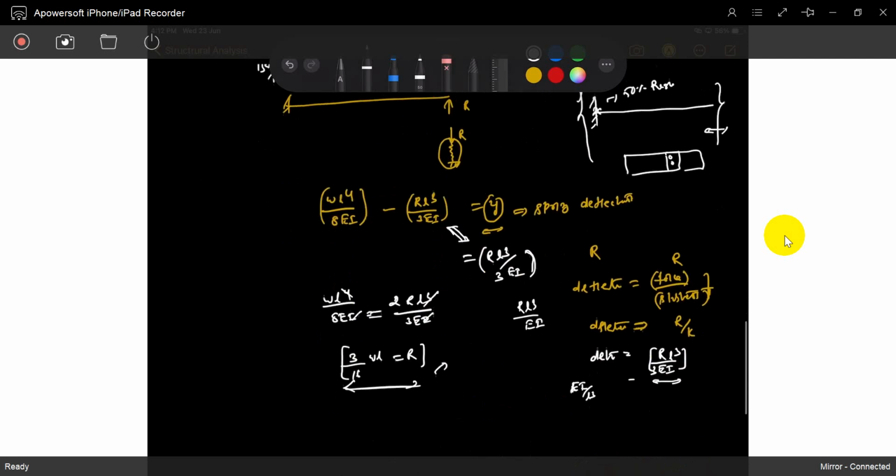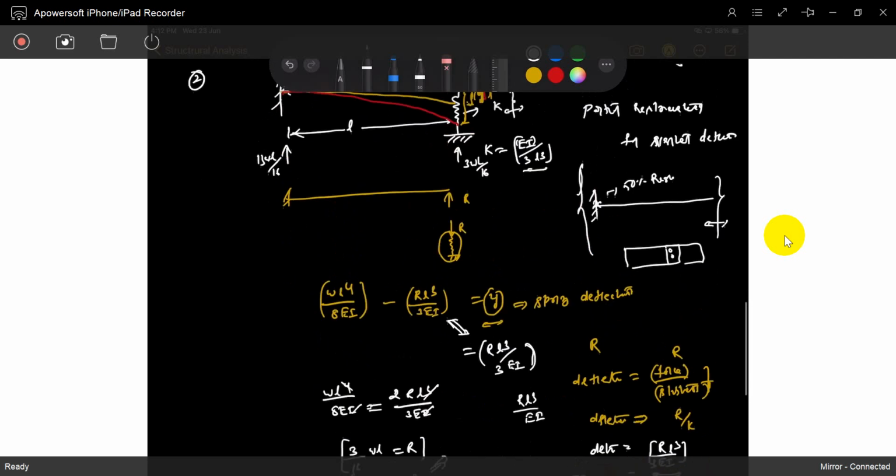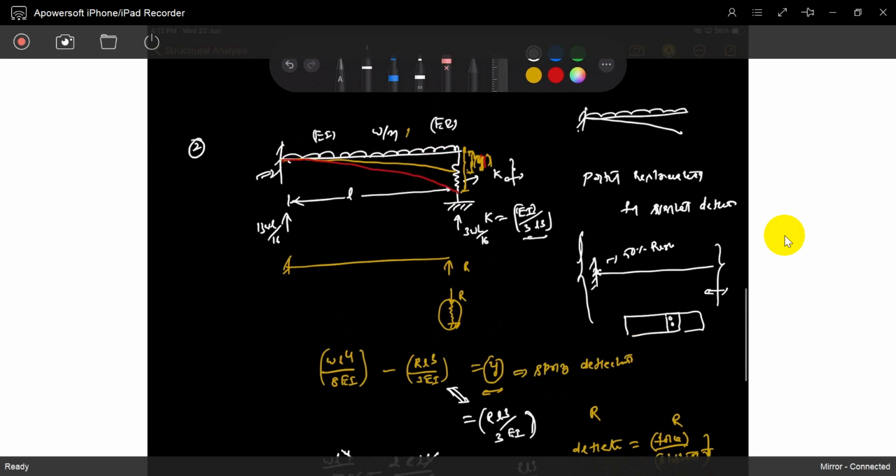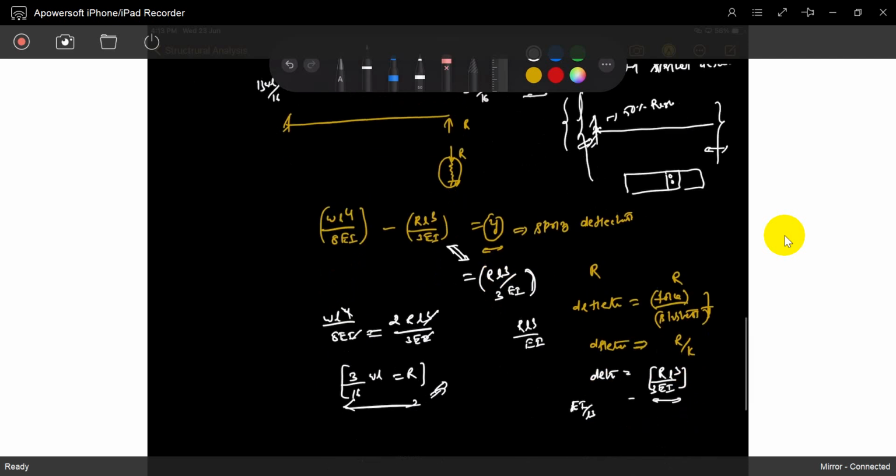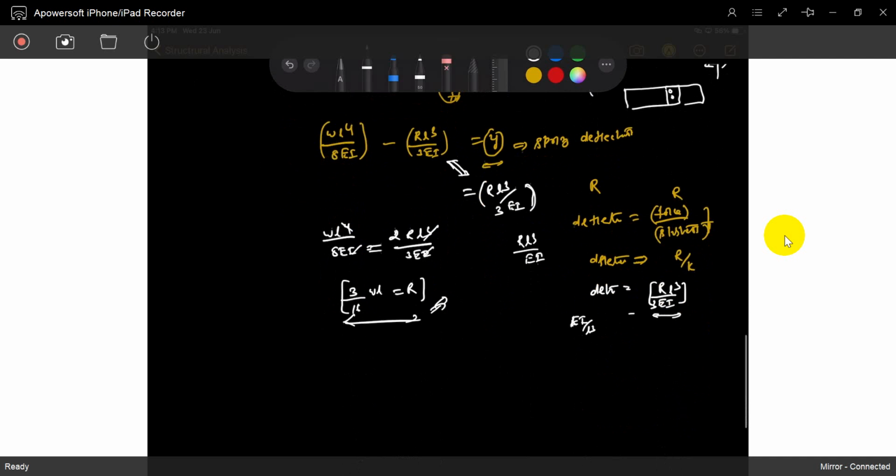If you find out the R, then you can easily find out the moment here, and later you can draw the bending moment. So I won't draw it, because these are all similar things. I will just introduce a partial restraint for a vertical deformation, and also I will explain this partial restraint for fixity. That is my observation, that is my intention.